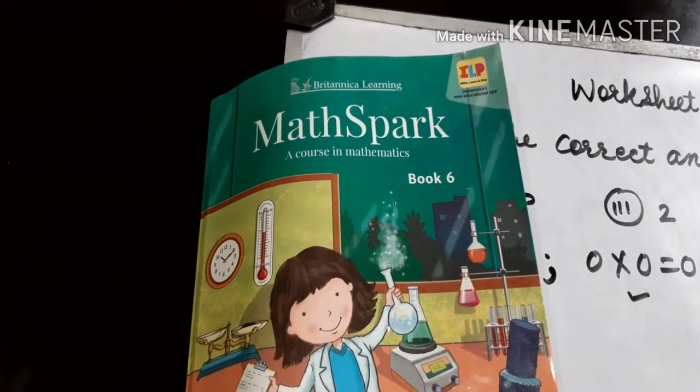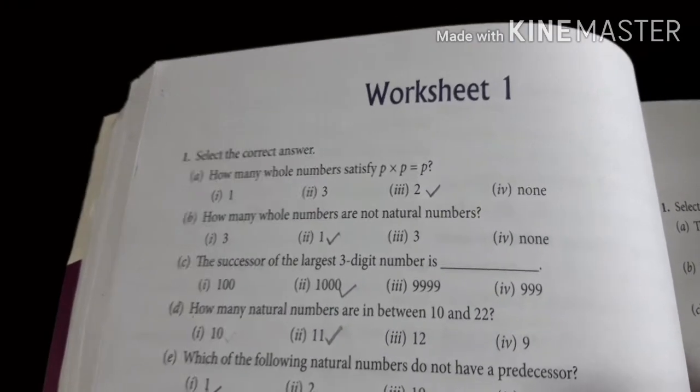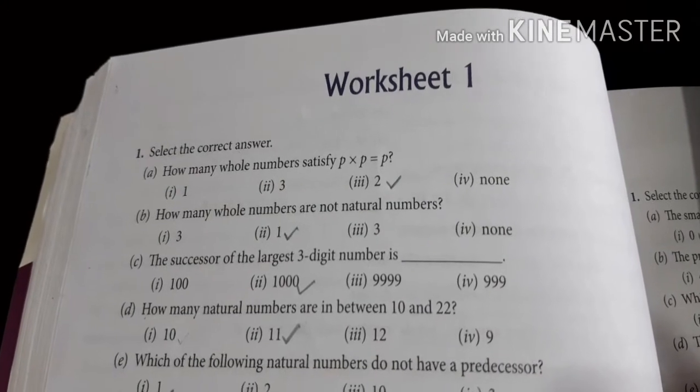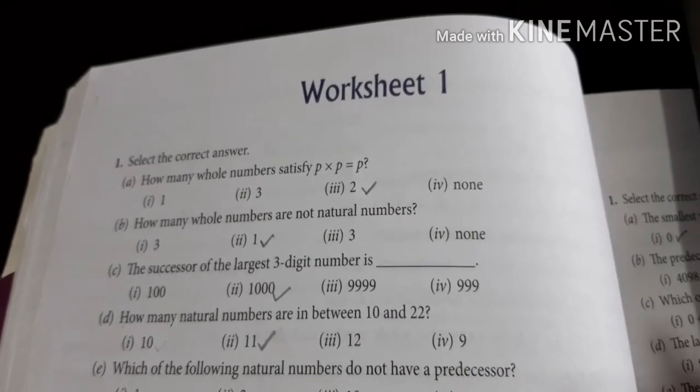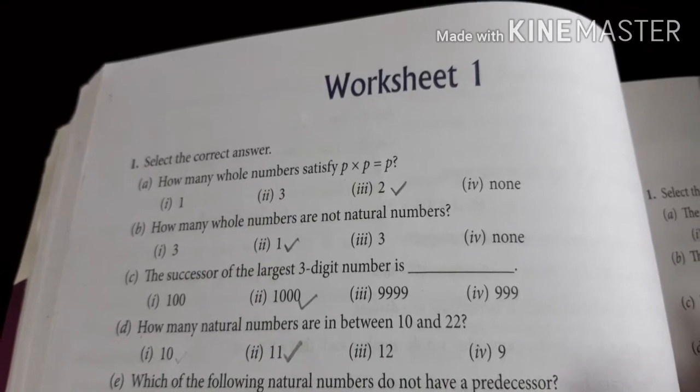Today we will see chapter 4 Natural Numbers and Whole Numbers worksheet 1. The first question is select the correct answer. First one A. How many whole numbers satisfy P into P equals to P, where P is representing a whole number? The options are given: 1, 3, 2, none.